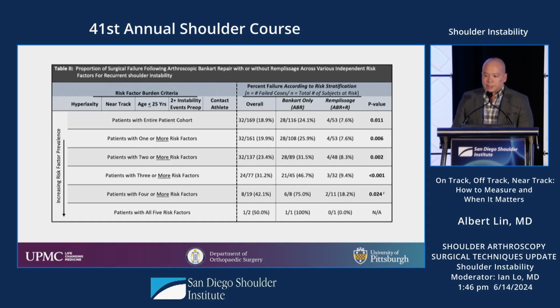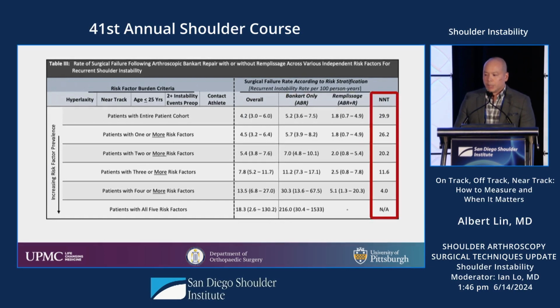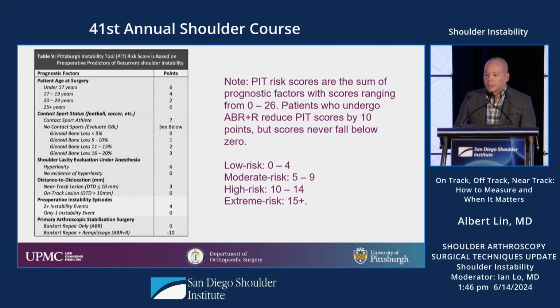And this is a little bit of a busy slide, but what it shows is as your risk factor burden increases, the protective effect of a remplissage increases as well. So maybe in other words, as risk factor burden increases, the fewer patients you need to treat with a remplissage to reduce your risk of recurrence. You can then take weighted hazard ratios and make a score that we term the PIT score that can classify these patients into low, moderate, high, or extreme risks. And when you add up these scores, a remplissage can then diminish your score by 10.